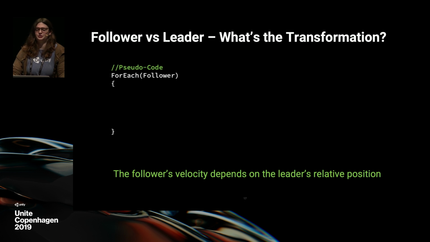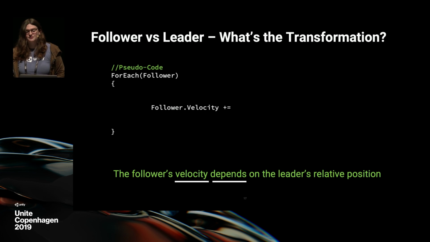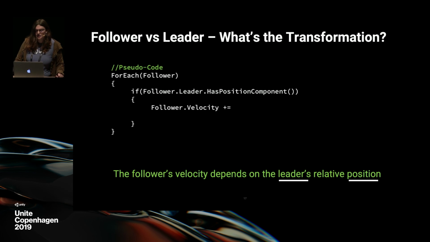Let's talk about what the transformation looks like. So first, for each follower in our scene, that's the transformation. We need to run this over every follower in the scene. And to express this relationship, we're going to want to modify the follower's velocity. So we'll add to it instead of just setting it directly because we want to accelerate. Now, we want some way to verify that the leader has a position component for this transformation to work at all. Otherwise, there's no point in doing anything, so we'll just leave.